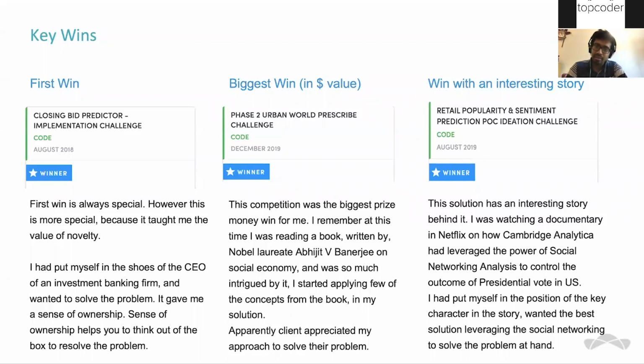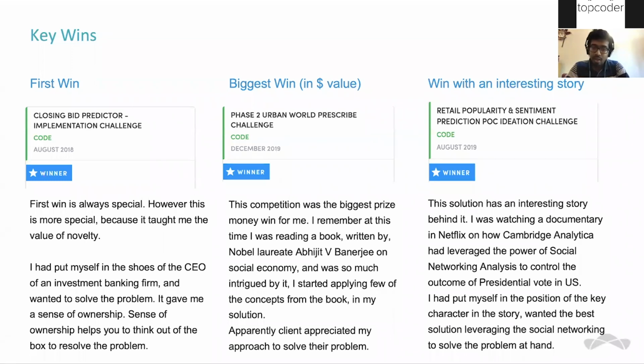Then my biggest win, biggest in terms of the dollar value of the prize money, was recently, in a code challenge in December 2019. That was a problem statement arranged by the University of Chicago, where we had to understand how the urban world works through a simulation algorithm. In that competition, the Nobel Prize had been declared probably a month earlier, and I was reading a book written by last year's economics Nobel laureate Abhijit V.